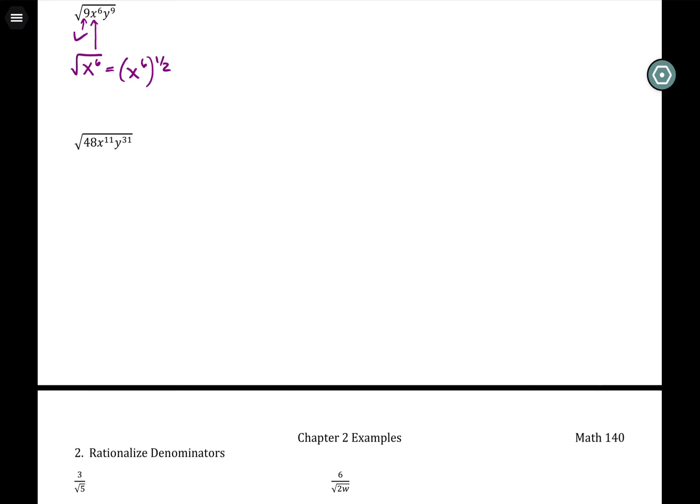y to the 9th is not a perfect square. And this one really tricks people because 9 is a perfect square, right? But we're talking about y times y times y times y, 9 of them. So, I might hate myself for this. 1, 2, 3, 4, 5, 6, 7, 8, 9.